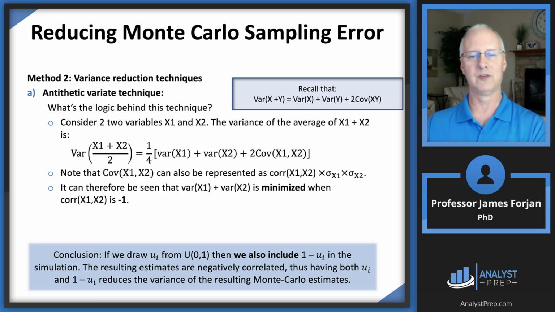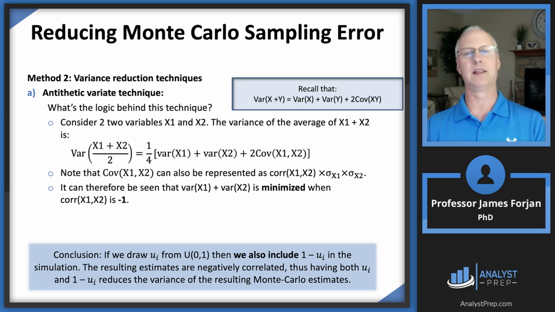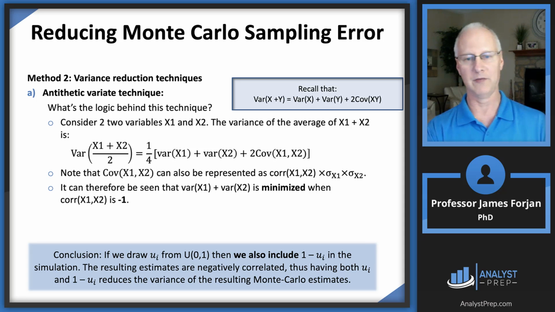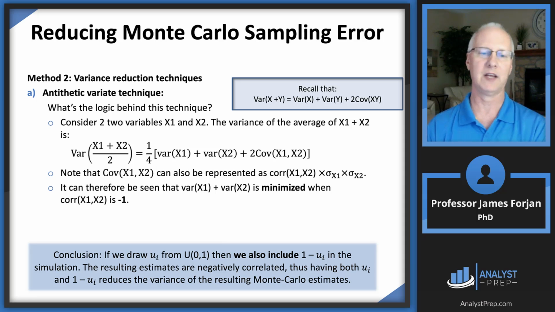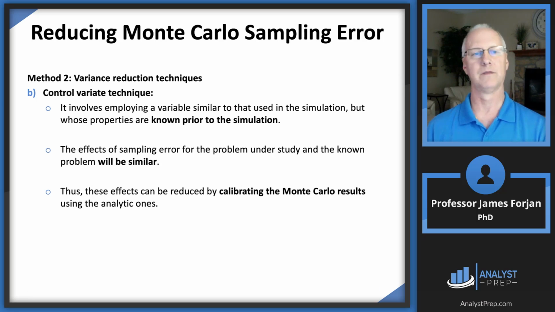Because of this parallel simulation that we're running, that covariance is going to be negative. So look at the bottom blue box I have there. We're going to draw some random variables from a uniform distribution, 0 to 1. We're also going to include this parallel, back to the future universe of 1 minus u. And the universe of the u compared with the universe of 1 minus u is going to have a negative correlation coefficient. And so that's going to reduce this sampling error.